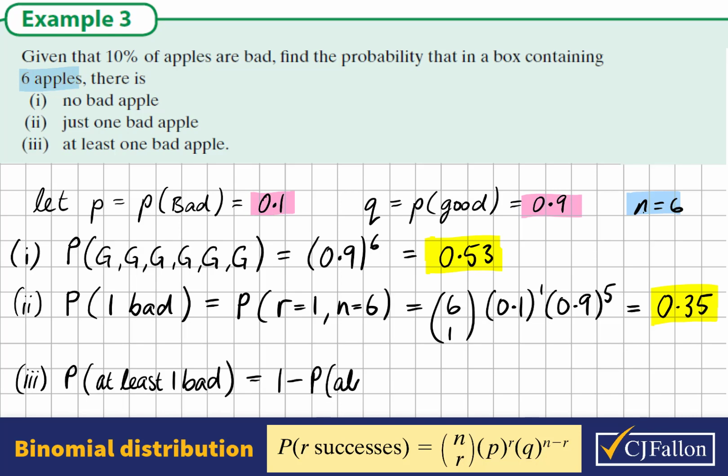So the probability at least one is bad is 1 minus the probability that they're all good. Now we've actually figured this out in the first part of the question. It's a 53% chance that they're all good. Therefore, it must be a 47% chance there's at least 1 bad, that they're not all good. So 47% or 0.47 is the answer.